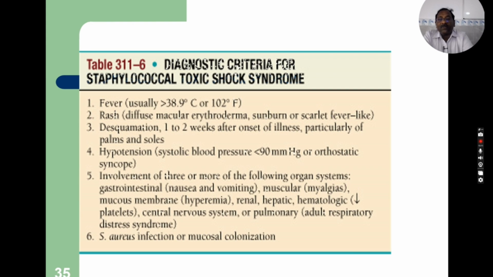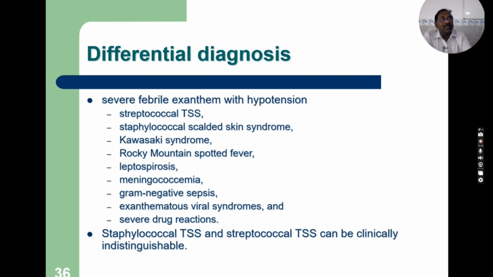So Staph aureus infection or mucosal colonization. So these are all the diagnostic criteria for these things. A lot of these things will be present in our cases. There will be fever, there will be multi-organ involvement, and there will be desquamation and hypotension. So always think of toxic shock syndrome as one of the differential diagnoses.